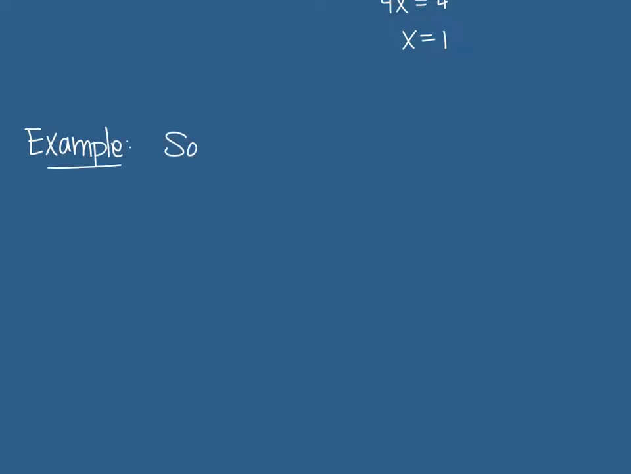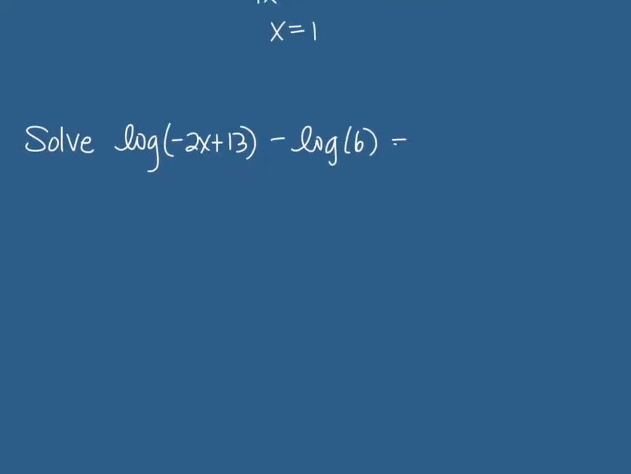All right, so suppose we have 3 different logs. We have the log of the quantity negative 2x plus 13, minus the log of the quantity 6, equals the log of the quantity 4x.